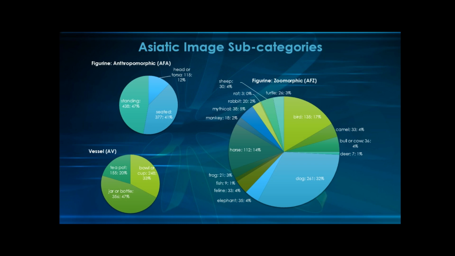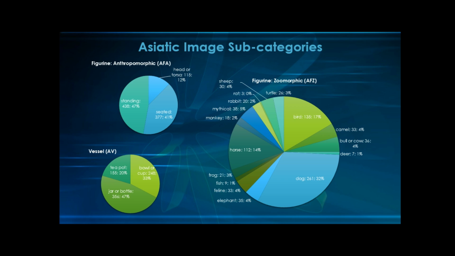For the actual classes that I'm training towards, I chose 6, and I split them off into Asiatic and Egyptian. Here we can sort of see the Asiatic ones. I did anthropomorphic human figurines, zoomorphic animal figurines, and then just various types of vessels. And you can kind of see the numbers of images I had associated with those. I'll show you in a little bit how many actual objects there were.